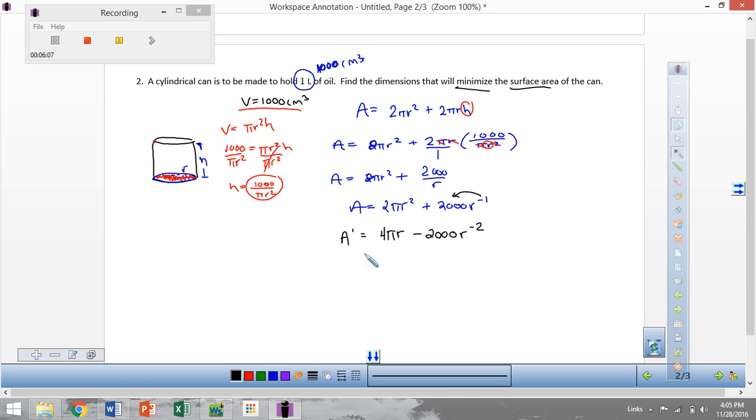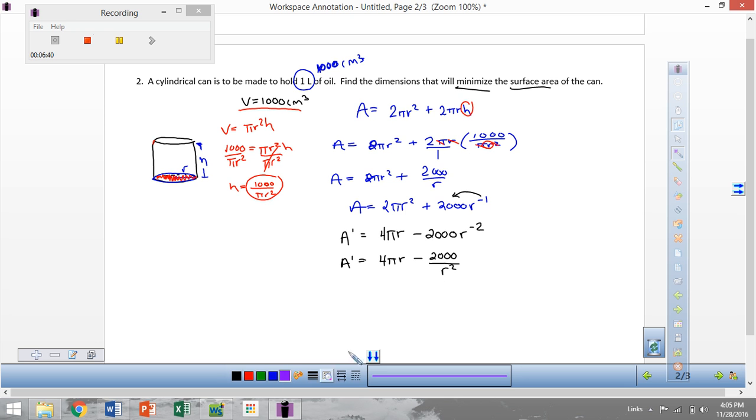And now I think let's rewrite this again, because I need to find my critical numbers, and at this point in time that means we've got to solve for r, and that may look a little difficult right now. Or find what makes this 0 is what I'm essentially trying to find. I'm going to take this r to the negative second back down to the bottom and make it a positive 2. So I'm going to have 4 pi r minus 2,000 over r squared.